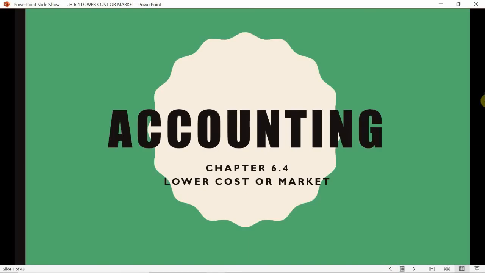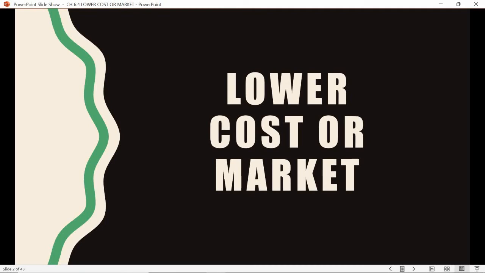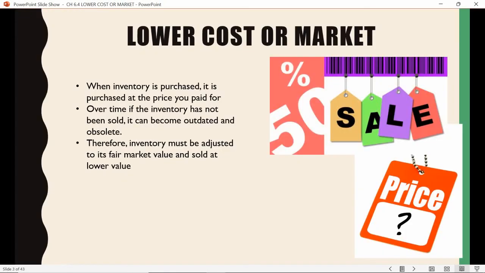All right, so welcome to chapter 6.4, lower cost of market. Once again, this section right here is the last section of chapter 6, okay? What happens to inventory when you acquire it and it stays on your shelf for a long, long time? Lower cost of market is what we have to deal with inventory when things happen.